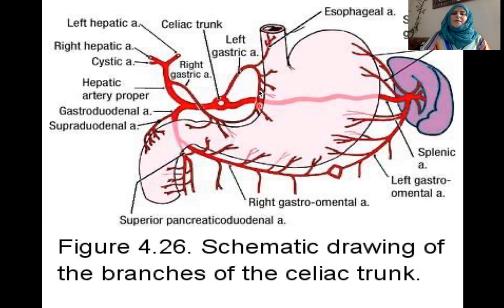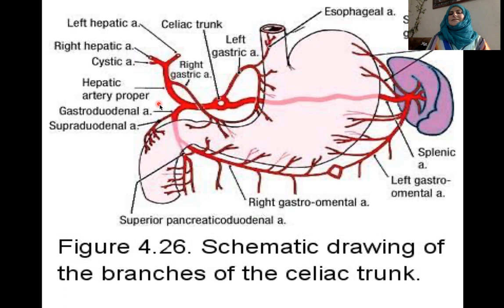So we have the right and left gastric, right and left gastroepiploic, and the short gastric arteries. These are the arterial blood supply of the stomach. The venous is corresponding, carrying the same names, the same names we mentioned, but they will be veins. But I want you to understand that the venous drainage of the stomach ultimately all goes to the portal system.